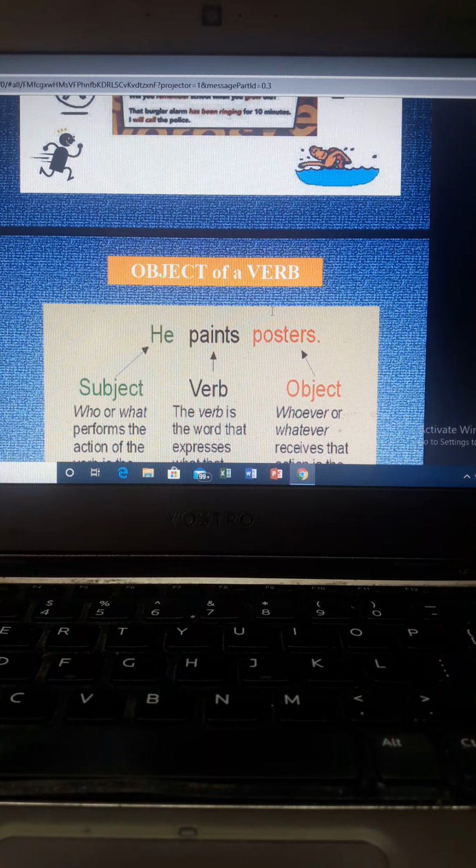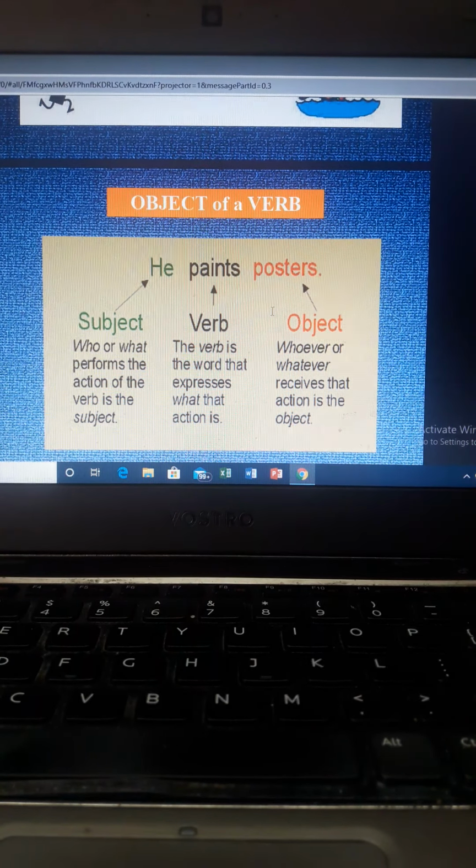Object of a verb, students. If we take an example of this, it will be clear. He paints posters. Now what is the subject over here? Subject is he. Paints is very clear. That is the action verb. Posters becomes the object. Object, that means the receiver of the action.